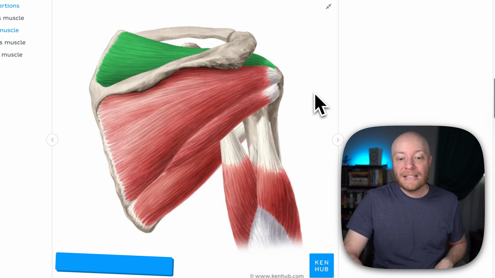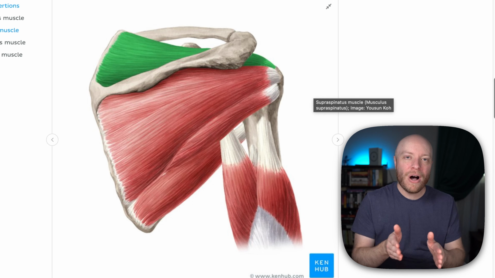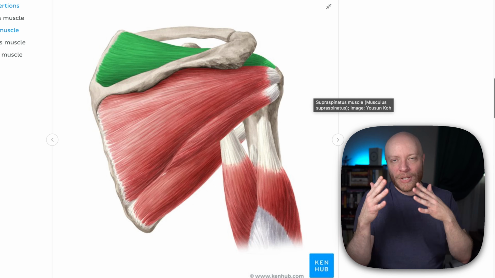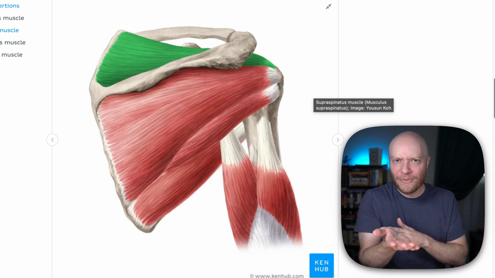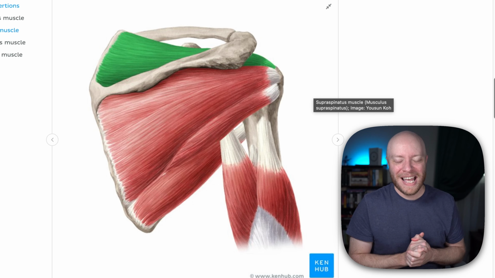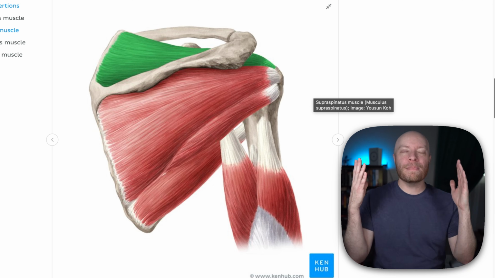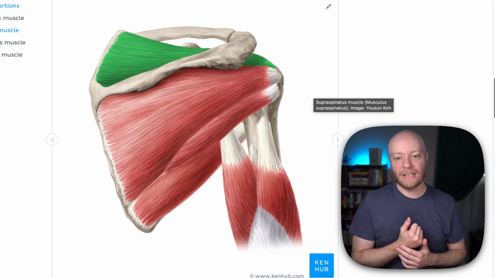So then we meet the supraspinatus. This is the most commonly injured rotator cuff muscle. In this strange scenario where someone's telling you, well, maybe not so strange, I don't know if you're a clinician or not, but let's just say someone's telling you they tore their rotator cuff. Chances are this is the one they tore. I can't remember the statistics off the top of my head, but I do know this is by far the most likely to have torn.